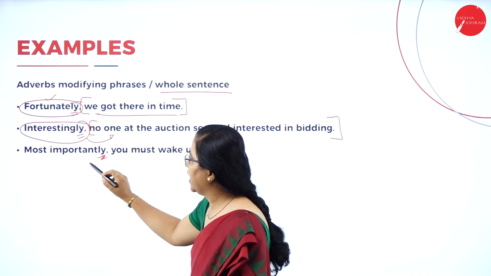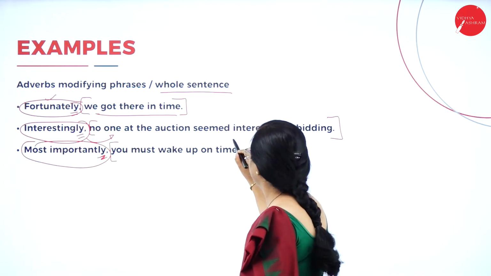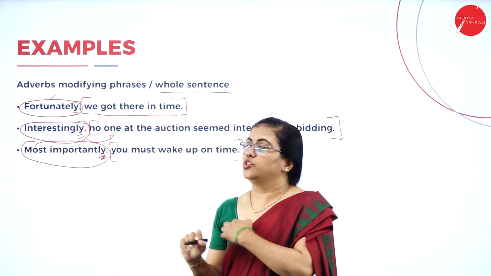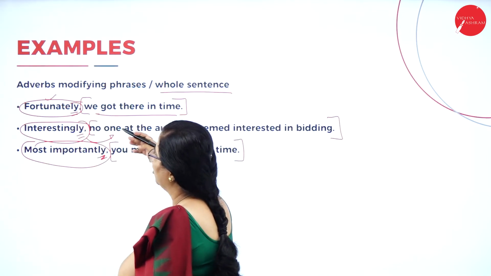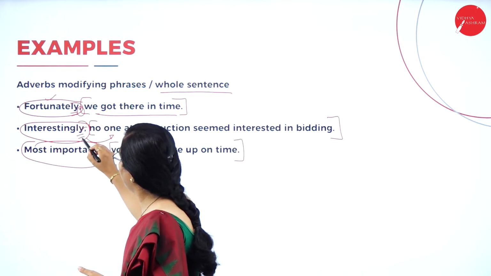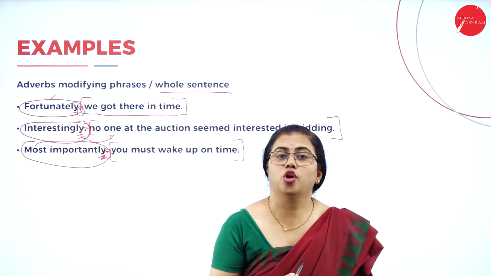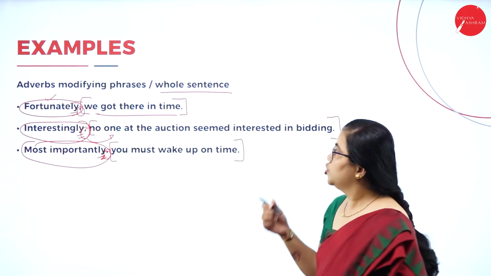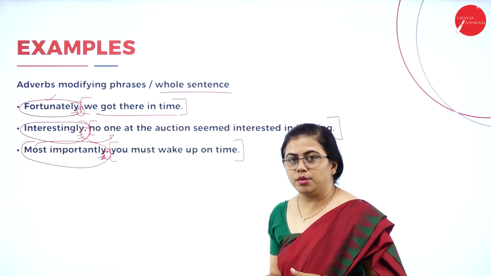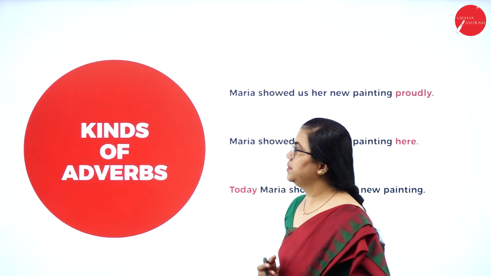"Most importantly," again, this is also another adverb which is modifying the whole sentence. Whenever you use adverbs in the beginning in order to modify the whole sentence, make sure you use a comma after the adverb. So these were the examples of adverbs that modify the whole sentence. I think this concept is clear to you.